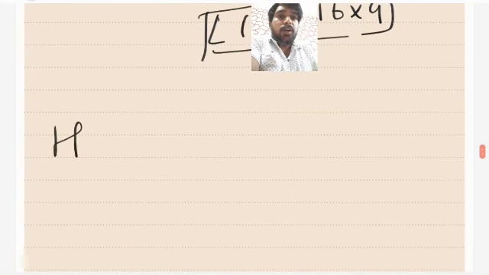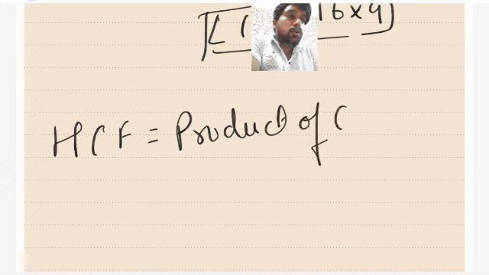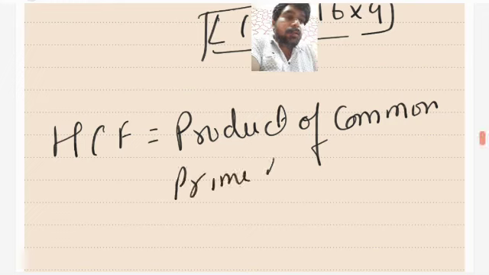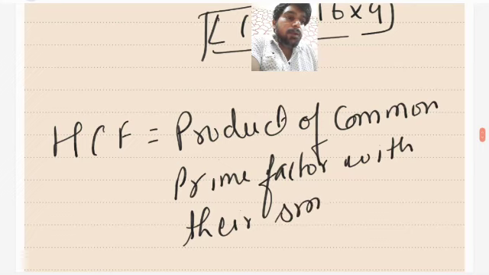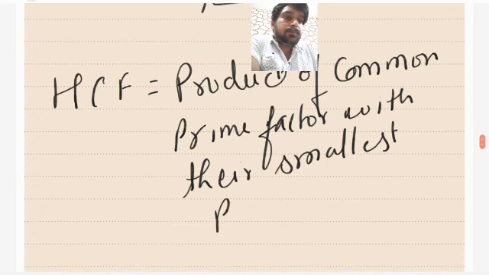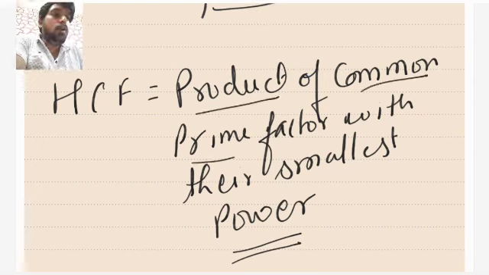So the way of finding out HCF is the product of common prime factors with their smallest power, right? So this is how you can find out the HCF. Is it clear? To find out HCF, it is a product of common prime factors with their smallest power.